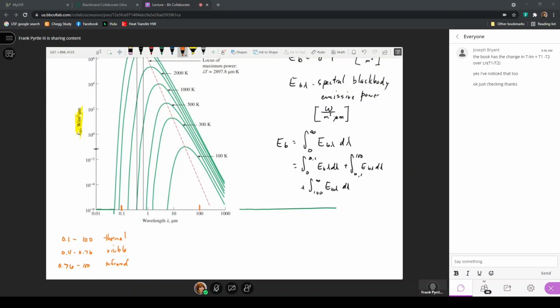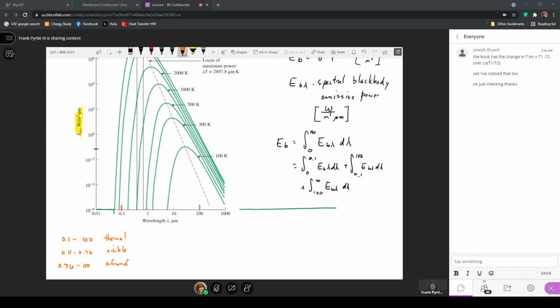Now, again, this is spectral black body emissive power. At 100 Kelvin, now recall 100 Kelvin is certainly much lower than room temperature. 100 Kelvin minus 273.15 will give us the temperature in degrees C. So this is a negative value in degrees C.